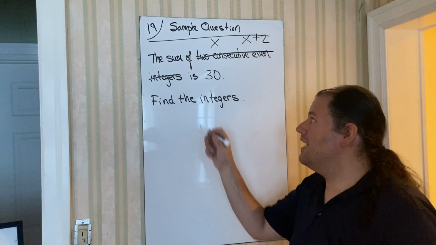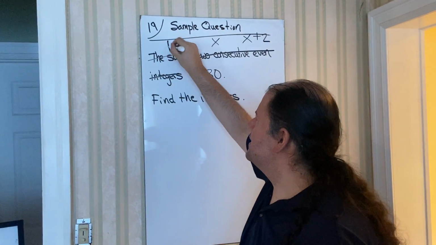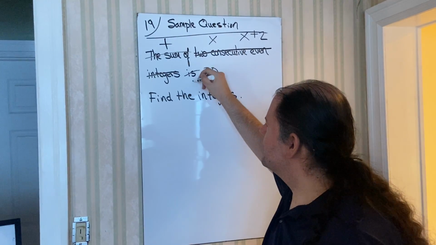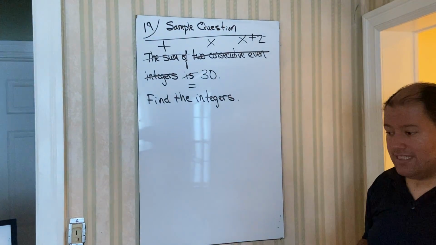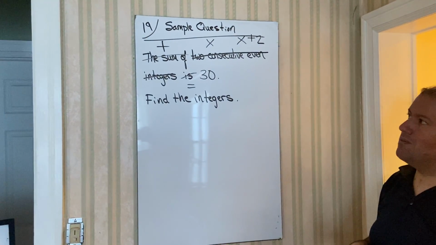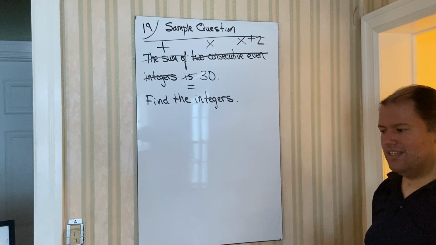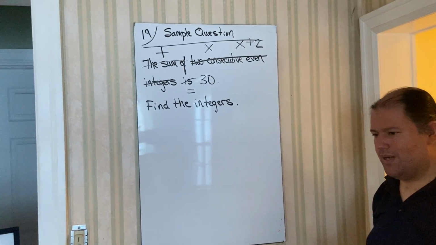All right, now that we know what type, then we're going to go to step 3, translate any key buzzwords. You should know by now, the sum of is addition, is equal sign. Now that I translate, do we have any ands? Nope, no ands.